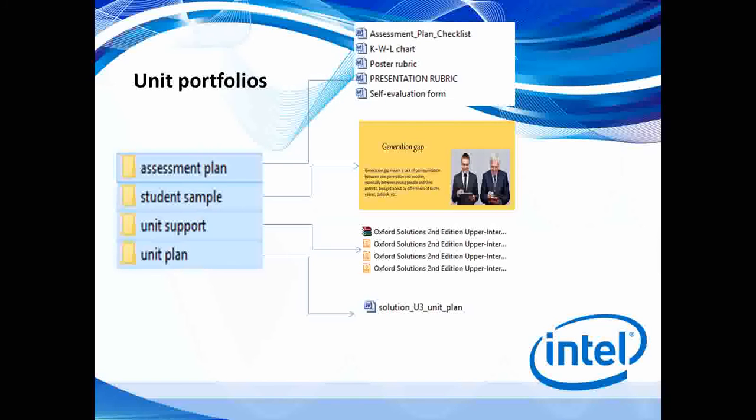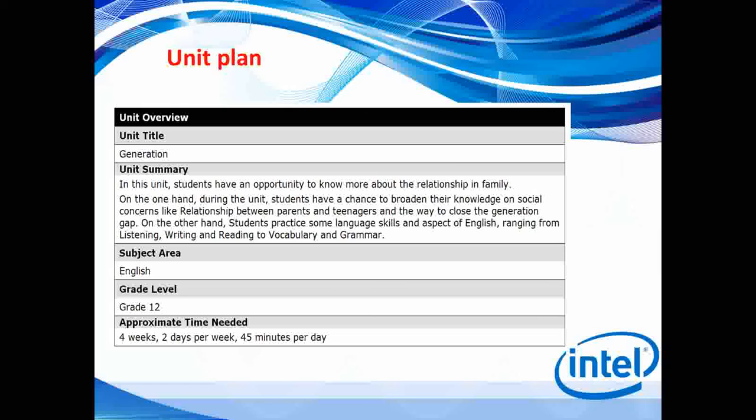Let's turn to the second part, the unit plan. I'd like to talk about the unit overview. Unit title will be The Generation Gap. Unit summary: in this unit, students have an opportunity to know more about the relationship in family. On the one hand, during the unit, students have a chance to broaden their knowledge on social concerns, like relationship between parents and teenagers, and the way to close the generation gap.